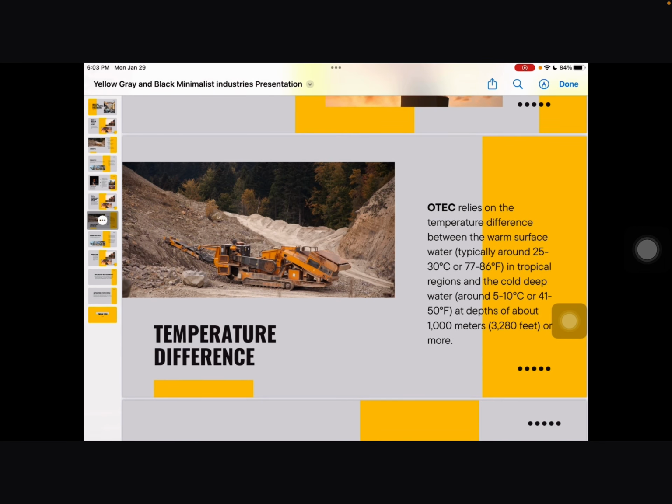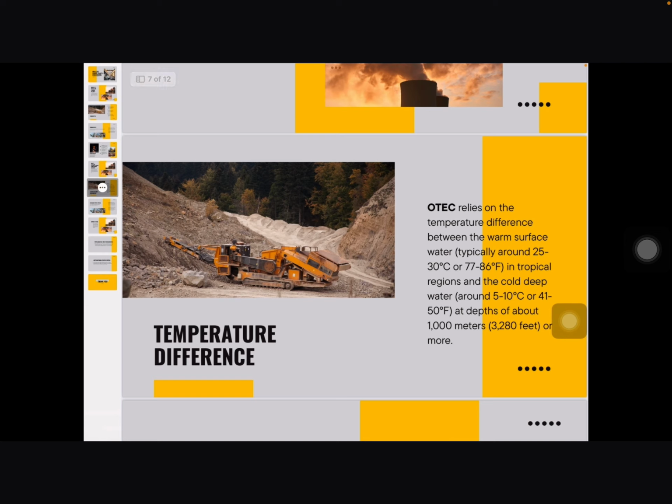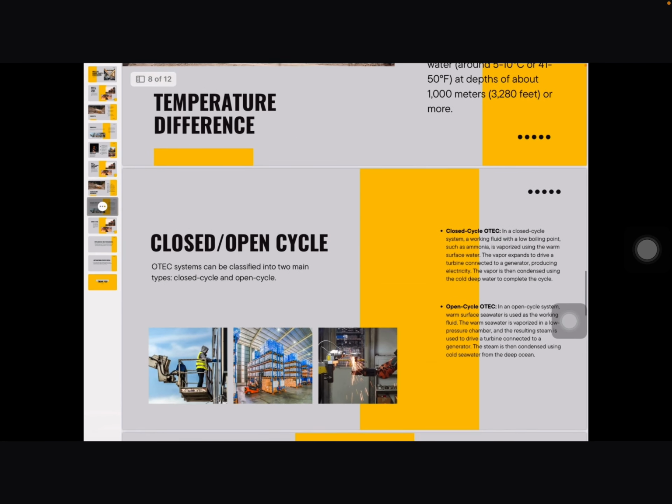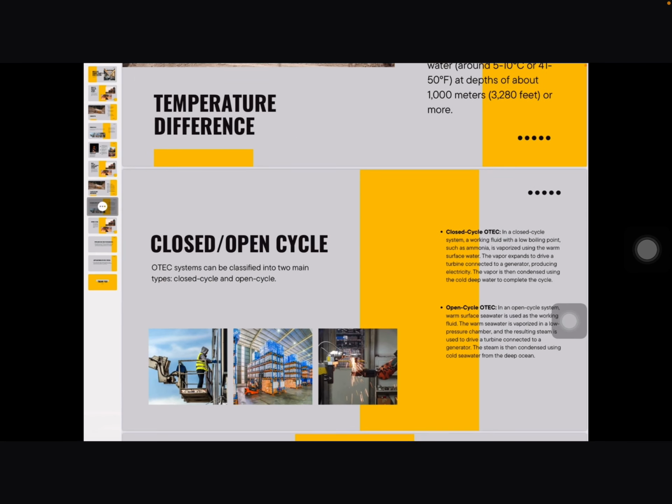Temperature differences. OTEC relies on the temperature difference between the warm surface water, typically around 25 degrees Celsius to 30 degrees Celsius or 77 Fahrenheit to 86 Fahrenheit in tropical regions, and the cold deep water, like 5 to 10 degrees Celsius at depth of about 1,000 meters, 3,280 feet or more. Closed, open cycle.